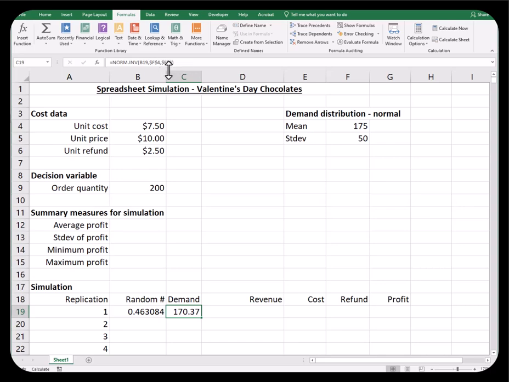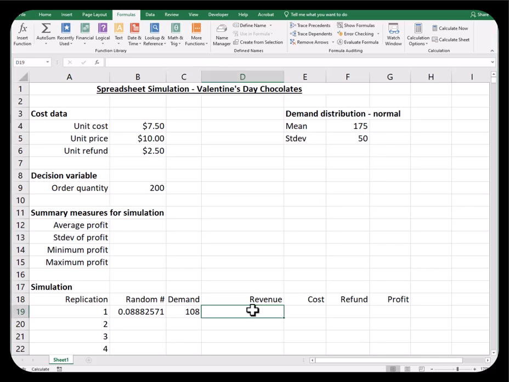If we want an integer value here, one way to do this is to just round the results. So we can round the result of NORM.INV of B19, F4, F5, and the number of digits that we want is 0, and that will give us a round number, 170, and if I recalculate, that number will change. The remaining formulas for the simulation are the exact same formulas as we had with a discrete empirical distribution. The only difference was this main formula related to the demand following a normal distribution. So let's repeat the same formulas that we had in the other video.